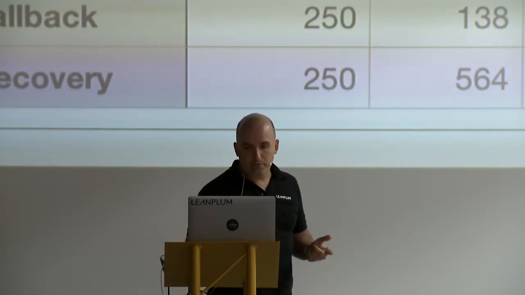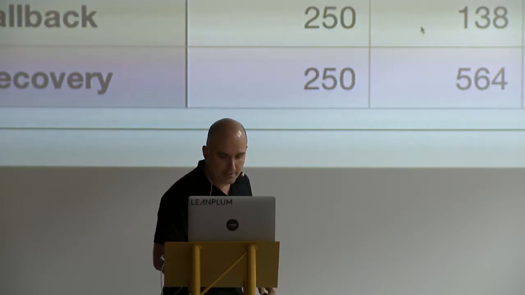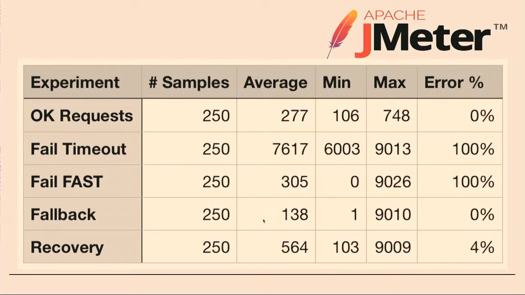What do we have when we have fallback? In the fallback case, this is quite strange that we have a smaller average, but these are just rough numbers. When we fail, we should have waited for at least five requests to fail. But then, because we use the recovery method, we have 0% error rate.